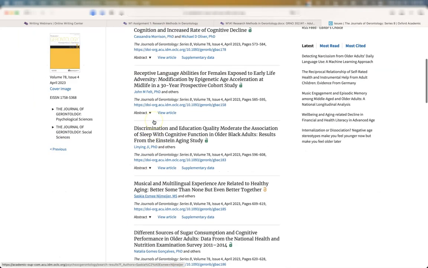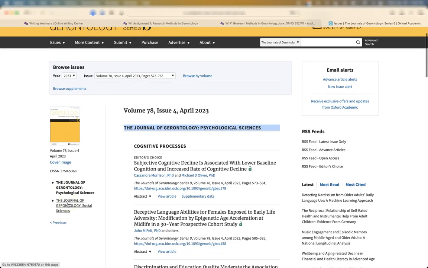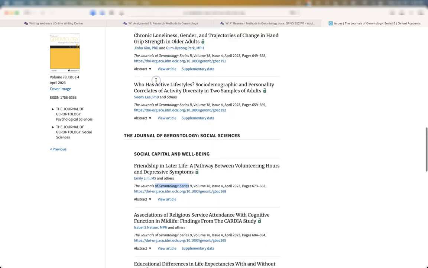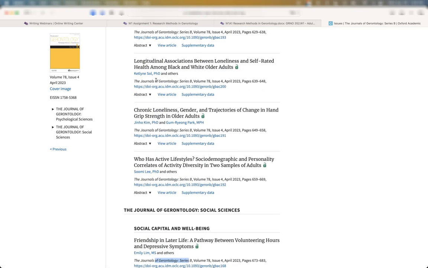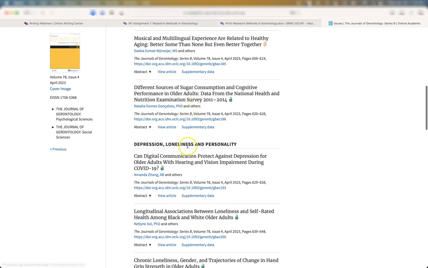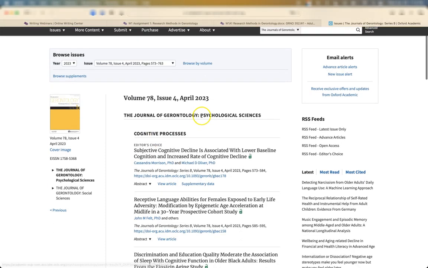And so we see here, all right, we are looking at psychological sciences. For the purpose of the assignment, I think you want to be in social sciences down here, because you can see that that is labeled as Series B. Under social sciences, well, this one is labeled as Series B because it is under psychological sciences. That doesn't sound like it's exactly what the professor is asking for.